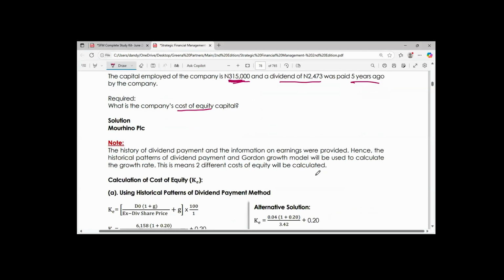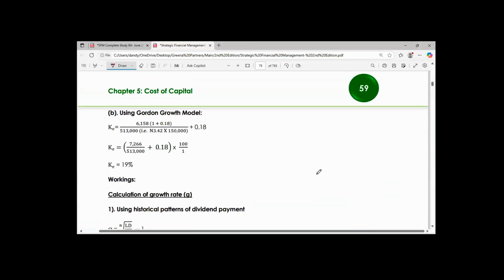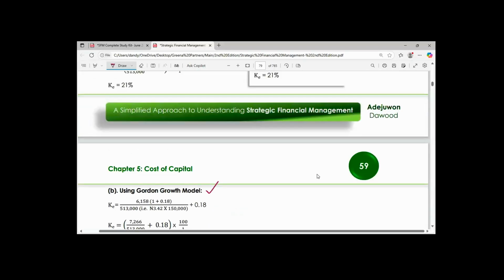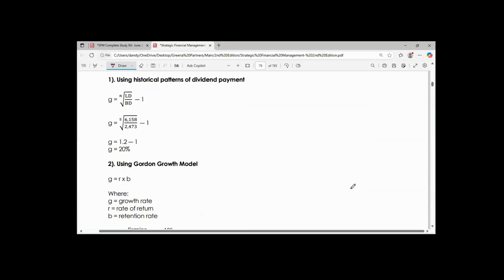Let's solve this. Now, let me first of all show you the workings that we need to do. Now, to calculate the growth rates, like I said, based on the information given in the question, we are given information on earnings. You're also given information on the historical pattern of dividend payment, which means that we are going to calculate two different growth rates. So I started with historical pattern of dividend payment.